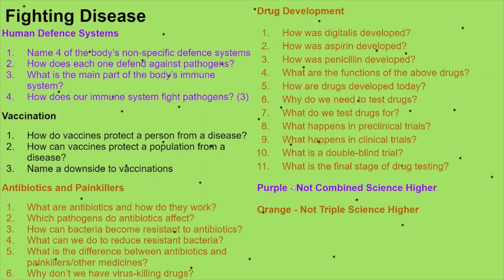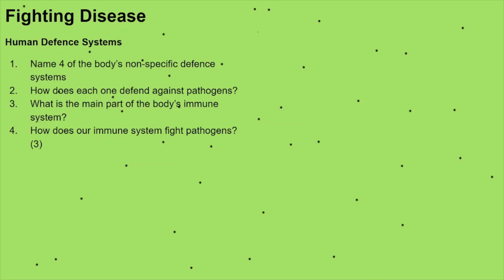Here's another quick reminder of which bits have been taken out of which people's exams. So Combined Science Higher should avoid purple, Triple Science Higher should avoid the orange. Now we're going to look at how the body defends against pathogens, so pause the video and have a go at these four.